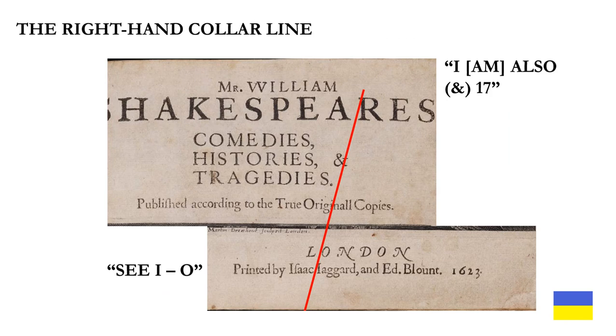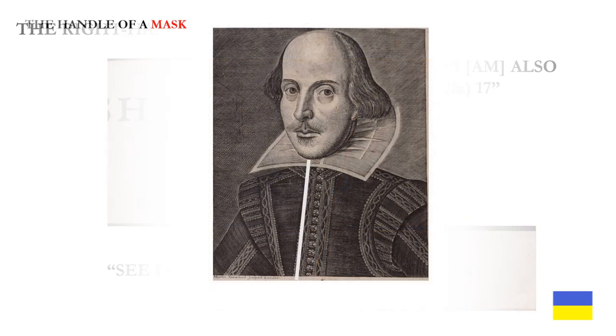The right-hand collar line seems to say CIO, and I am also 17. Finally, in plain sight, by thickening the far left button line to the width of the collar seam in the collar ruff, we get the handle of a mask.